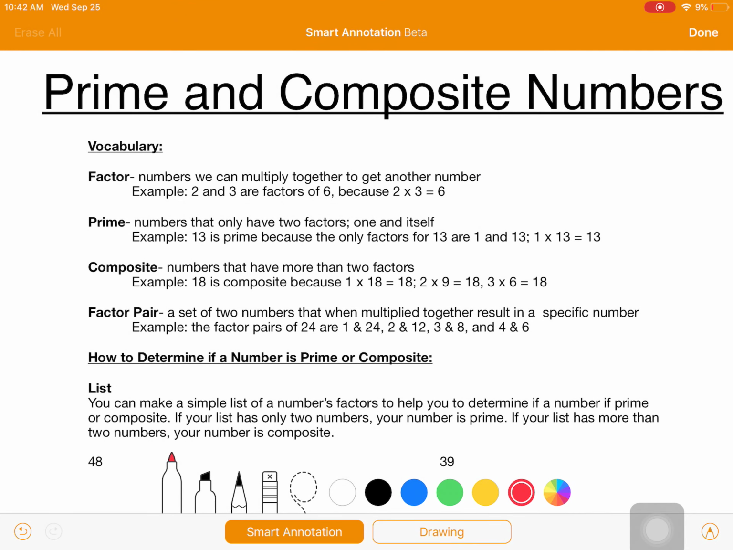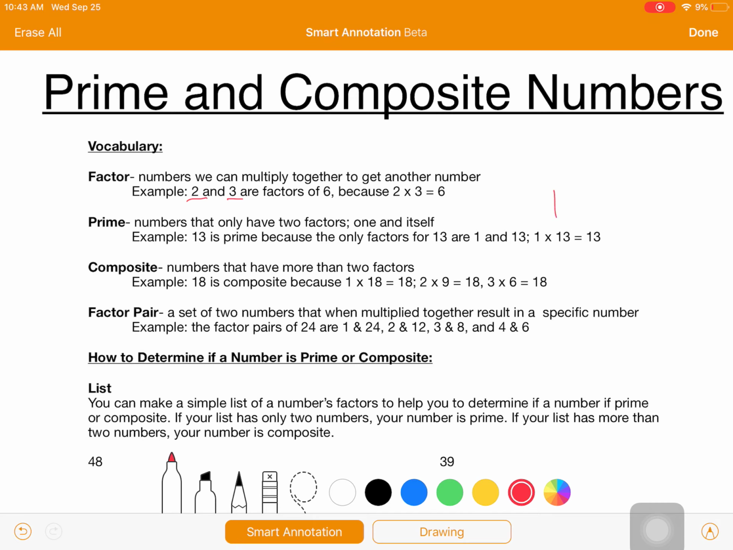Before we try some practice problems with prime and composite numbers, let's review some vocabulary. A factor is all of the numbers that we can multiply together to get another number. So for example, 2 and 3 are both factors of 6 because 2 times 3 is 6. A prime number is a number that only has two factors, 1 and itself.